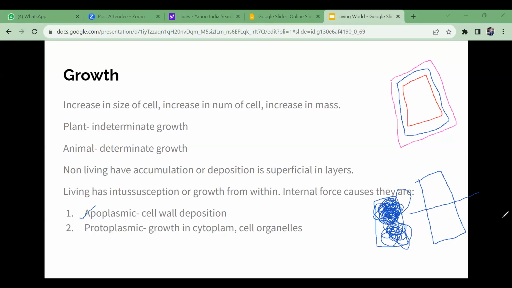So these are the two driving forces which cause internal growth in living organisms. If you don't remember also, it's okay, nobody is going to ask. I just told you. So shall I move ahead?